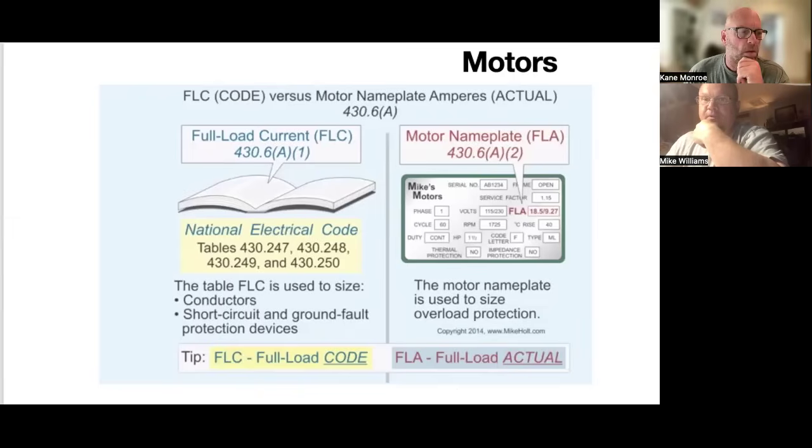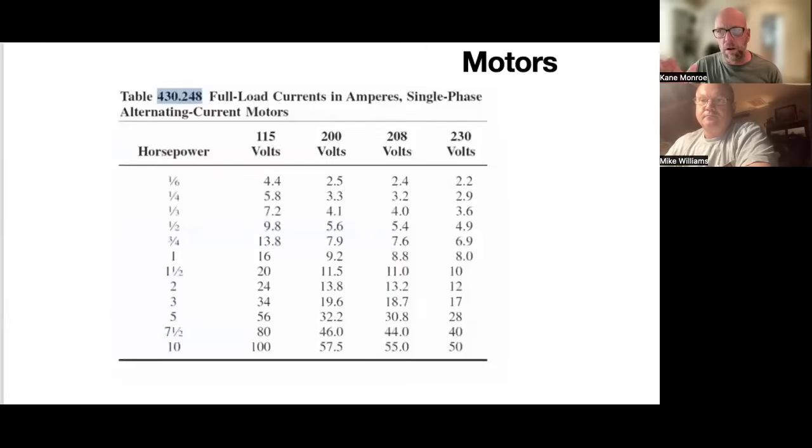Yes, I can remember motors, back of the book. Yep, hit those tables highlighted. And we'll get you taken care of on doctoring up your book a little bit so you can get to it right away. There's table 430.248, and that's for your single phase AC motors. Are you comfortable with the table itself, reading it and knowing how to use it?